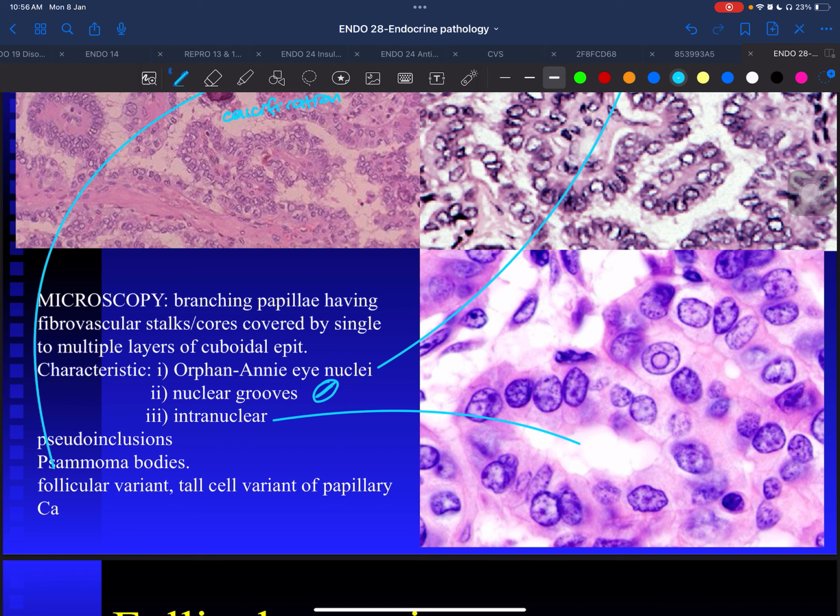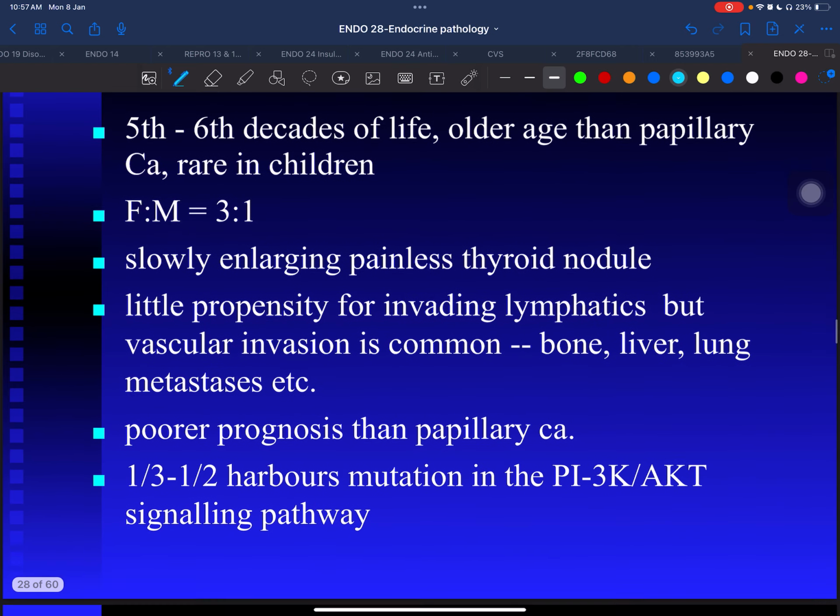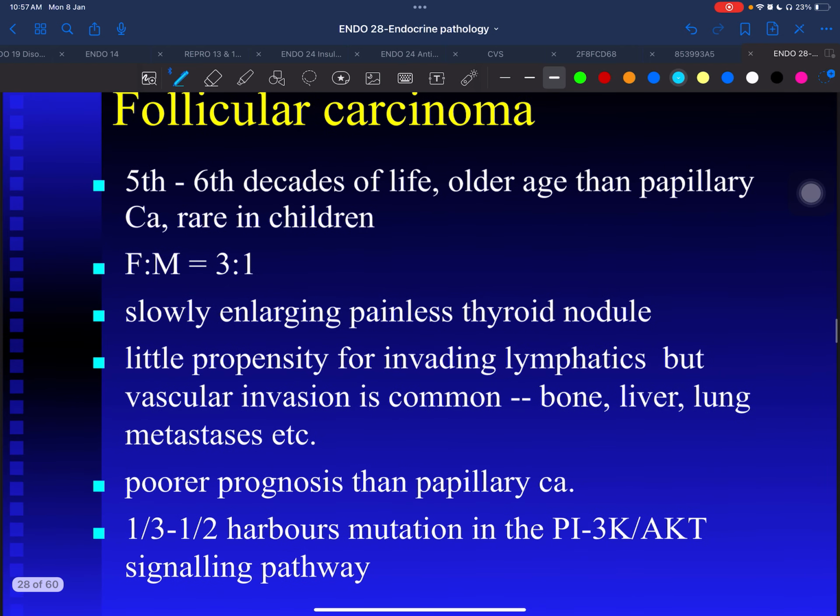Okay, these are the variants: follicular variant, tall cell variant. Tak ada gambar grooving. Nanti you Google macam mana rupa grooving tu, macam coffee bean. Macam biji kopi yang terbelah 2. Ada line di tengah. Okay, that is PTC, very common in young females. So, jaga-jaga.